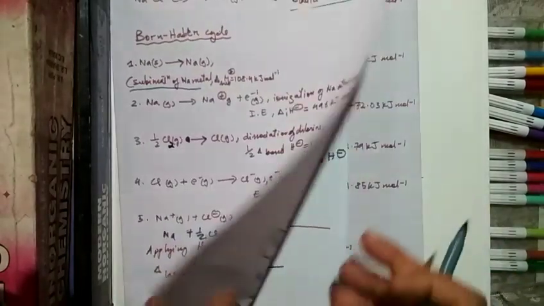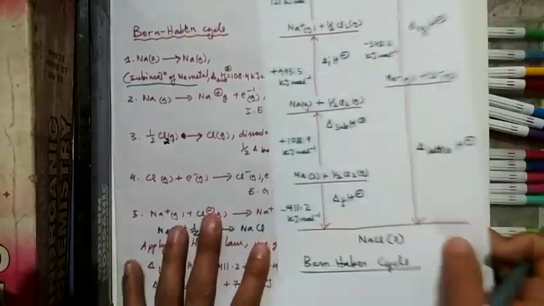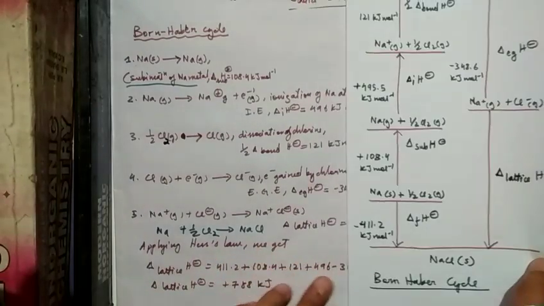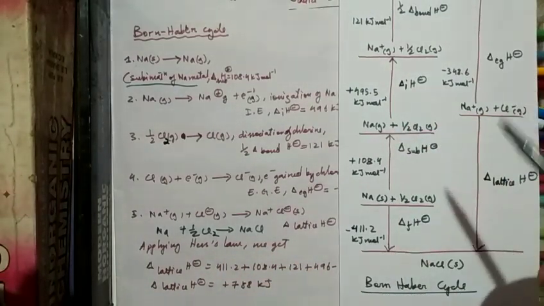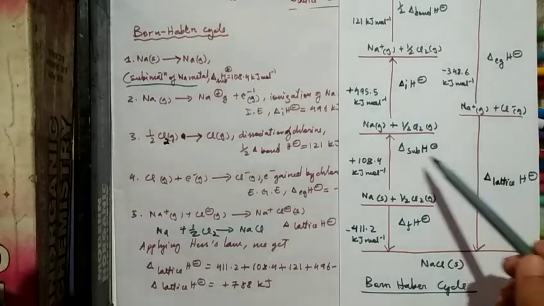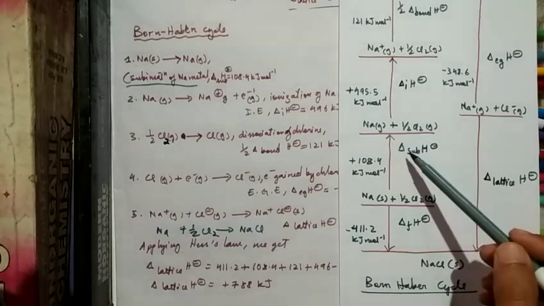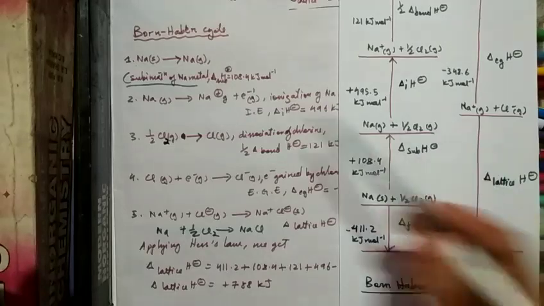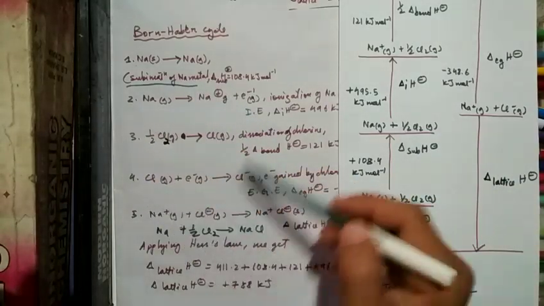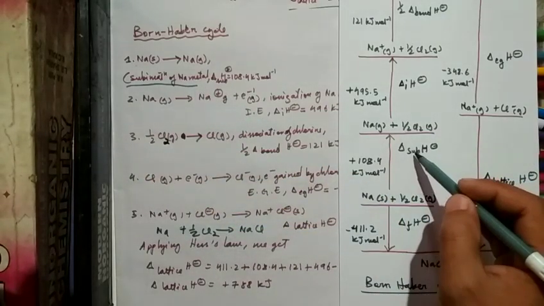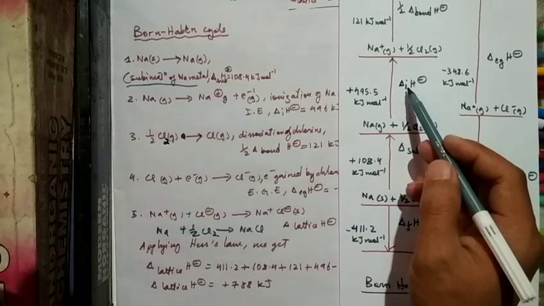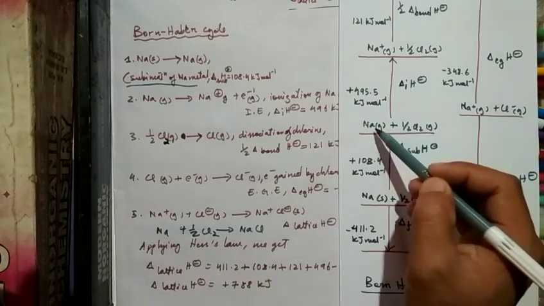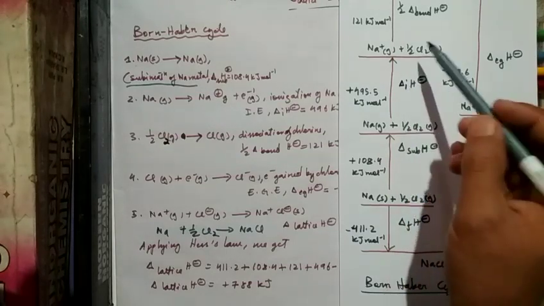So let's see the Born-Haber cycle. This Born-Haber cycle is given here. In the first case we did a sublimation. This Born-Haber cycle includes these 4 steps: sublimation, and then ionization, where Na lost 1 electron.